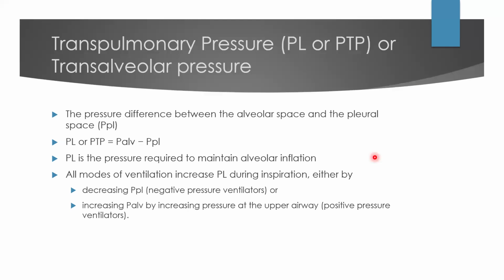So in all modes of ventilation, we are increasing the transpulmonary pressure during inspiration. I already said that to fill the alveoli, we have to get a positive transpulmonary pressure. That is the pressure inside the alveoli minus the pressure inside the pleura. That difference should be positive. So in positive pressure ventilation, the pressure inside the alveoli will already be positive. And in negative pressure ventilation or in spontaneous ventilation, we actually reduce the pleural pressure so that the gradient remains positive.